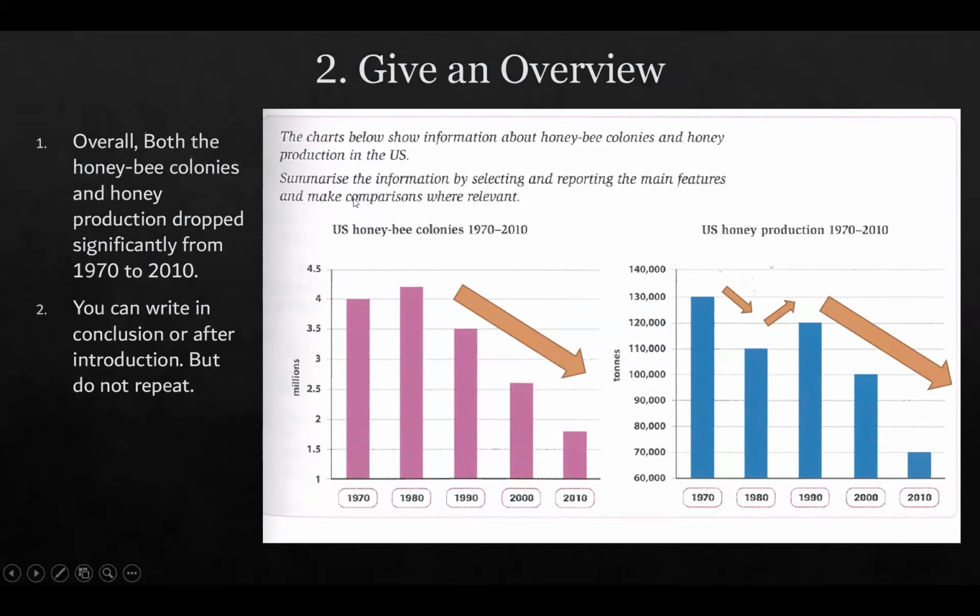Next step is to give an overview. You can see here, they ask for main features. You don't want to give them everything. You want to give them an overview. So you can say overall both honeybee colonies and honey production dropped significantly from 1970 to 2010.